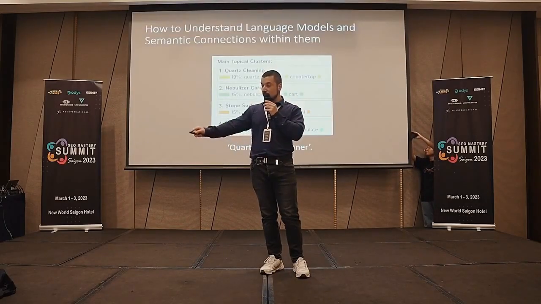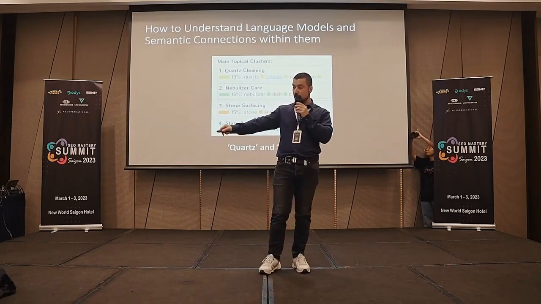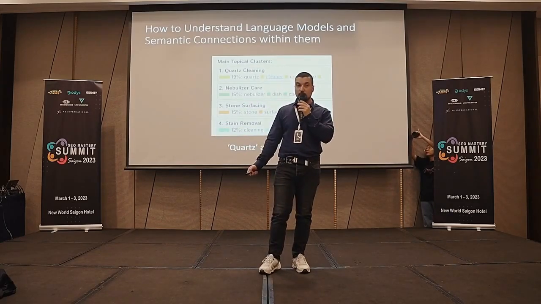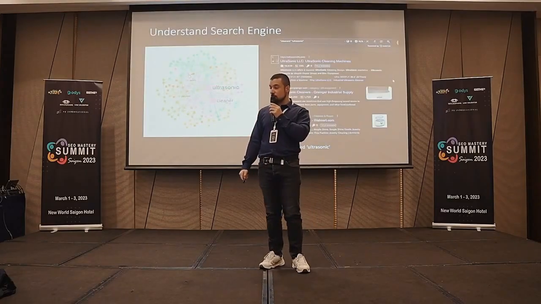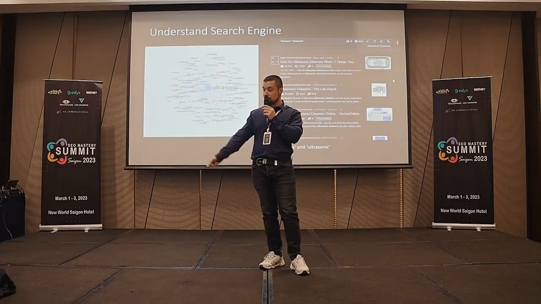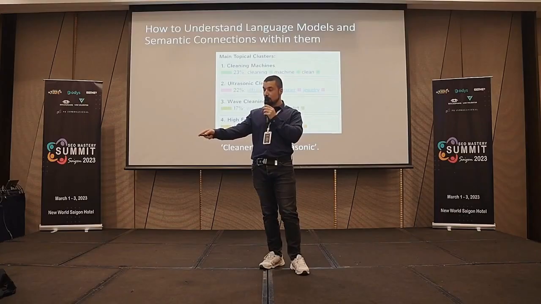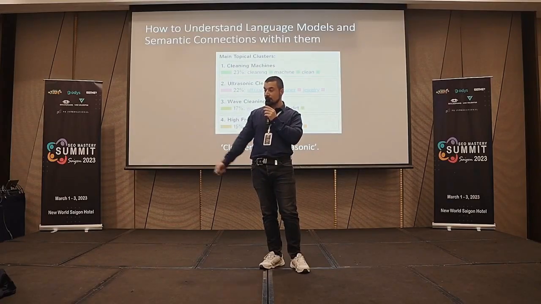In the next sample, you will see what the main topics are here. For instance, if you search for quartz and cleaner, quartz cleaning is the main topic. But if you want to rank there, you will need to create a logical connection between your website and this specific context vector. If I do the same for cleaners and ultrasonic, you see that the connections change, and the main context and main topic also change. Cleaning machines, ultrasonic cleaners, or again, wave cleaning. And after every vector, we see the main context terms like clean, machine, cleaning, or wave, surface and dirt.